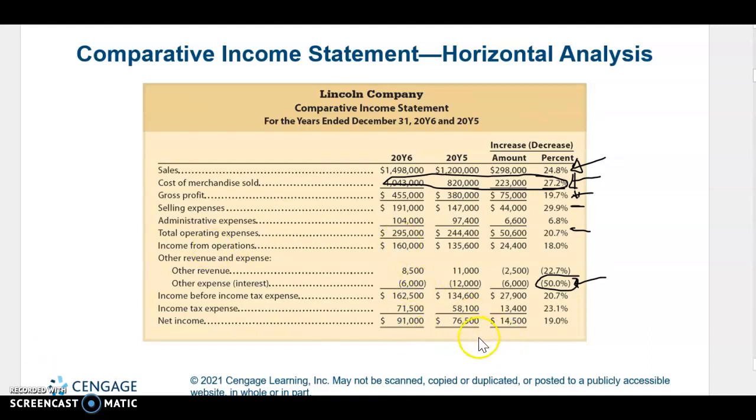So then what I really want to look at too is net income. That's a very important number. And you can see that it increased by 19%. So when we compare 2015 to 2016, we have a good increase in net income. So when you perform a horizontal analysis, you're looking closer at the numbers and really analyzing what has changed and why some of these numbers have changed.